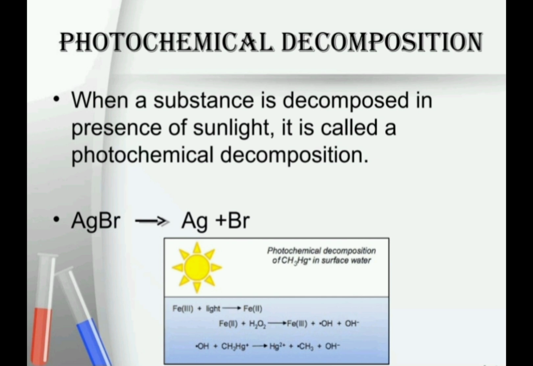See, this is the photochemical reaction. One substance breaks down into two or more substances in the presence of sunlight. Like silver bromide breaks into silver and bromine in the presence of sunlight. It is a photochemical reaction.